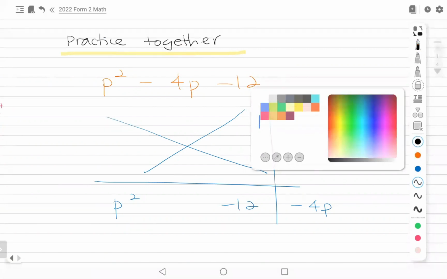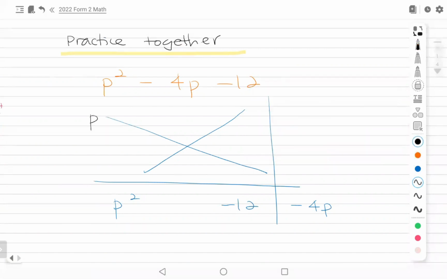p squared, p times p. 12, list down first. What are the pairs or what are the factors of 12? Write in pairs. 1 times 12, 2 times 6, 3 times 4. Let me repeat again.